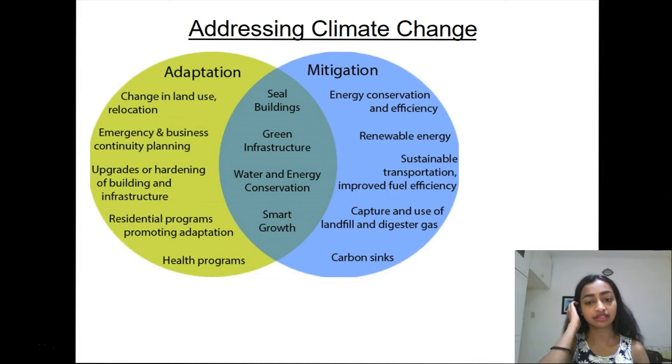Mitigation, on the other hand, is reducing climate change or reversing the effects of climate change. So it's to manage and stabilize greenhouse gases. So obviously what we should all be aiming for is mitigation. While adaptation is short-term, mitigation is long-term. And this Venn diagram basically shows some of the various adaptation and mitigation things you can employ.